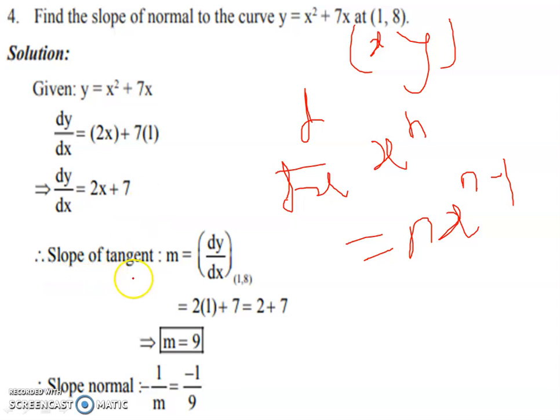We know that slope of tangent m is equal to dy by dx at the point 1 comma 8. We have to put the value of x here because y is not available. So 2 into 1 plus 7 is 9. But slope of normal we have to find. So we have the formula minus 1 upon m. We put the value of m in the denominator. So we derive minus 1 upon 9 is the slope of normal to the curve y is equal to x square plus 7x at the point 1 comma 8.